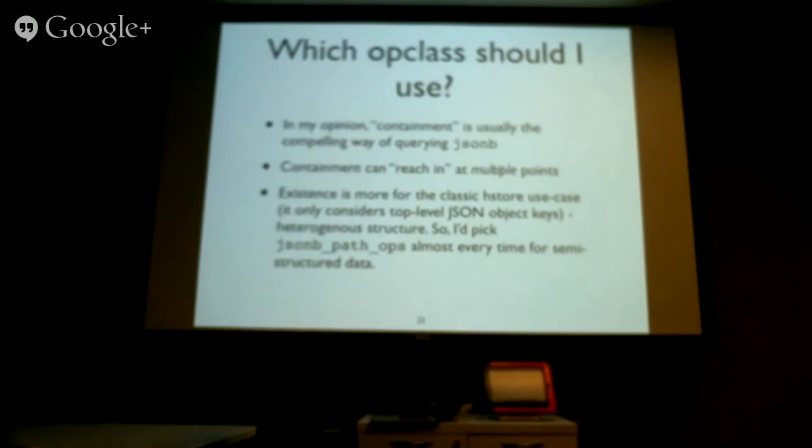So which should I use? As I mentioned before, JSONB path ops seems like the way to go for the most common use cases. If you can bear these one or two things in mind, you can reach in at multiple points. And there is existence, as I mentioned, more of the classic use case. If you have any particular structure among the JSONB datums within your table, that's perhaps the case where existence is more compelling, and thus you don't want to give that up. Let me see which multiple points.